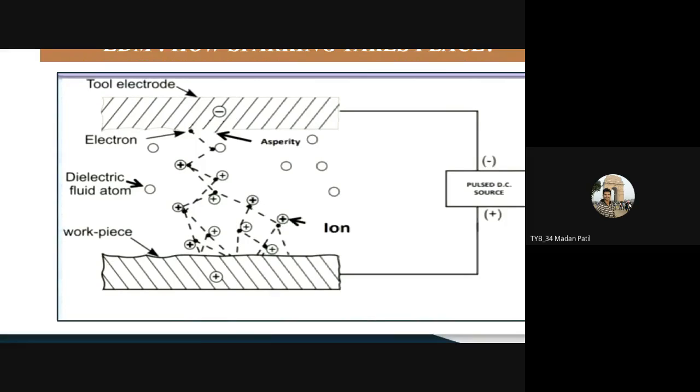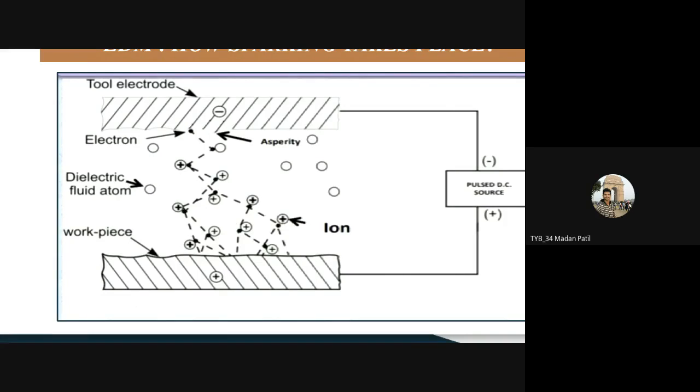To have the machined cavity as a replica of the tool, on or in the workpiece, you have to take care of your tool wear. So tool wear should be zero.